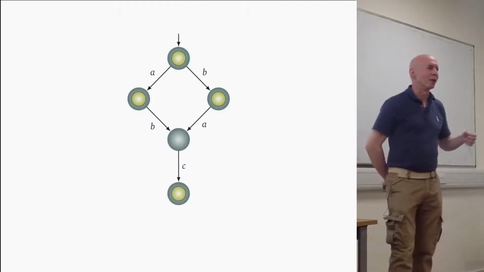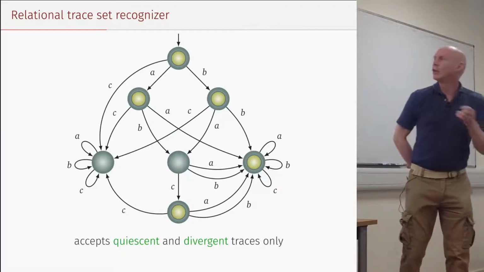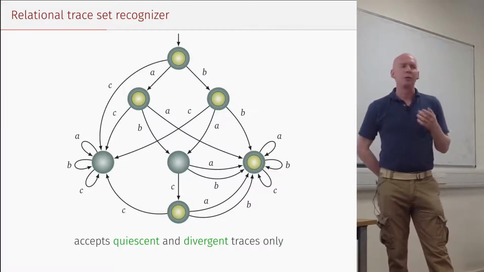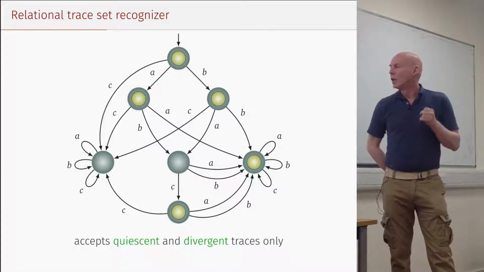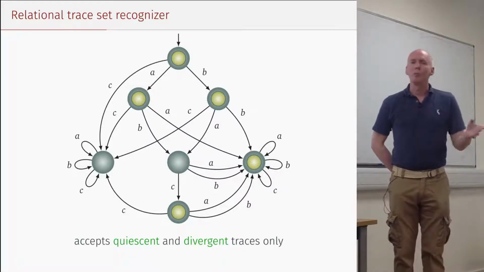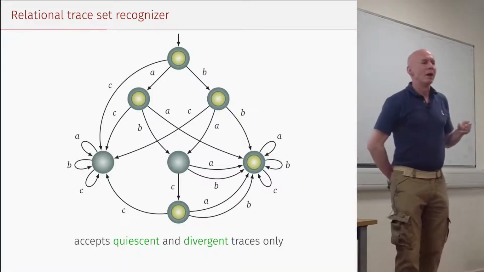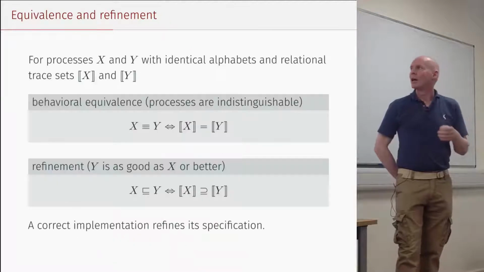And if we flesh this machine out with two more trap states, we have a machine that recognizes the union of the quiescent and the divergent traces. Divergences are those traces leading to undefined behavior. And we throw both kinds of traces together into the same set because we have to take the good with the bad when making comparisons.